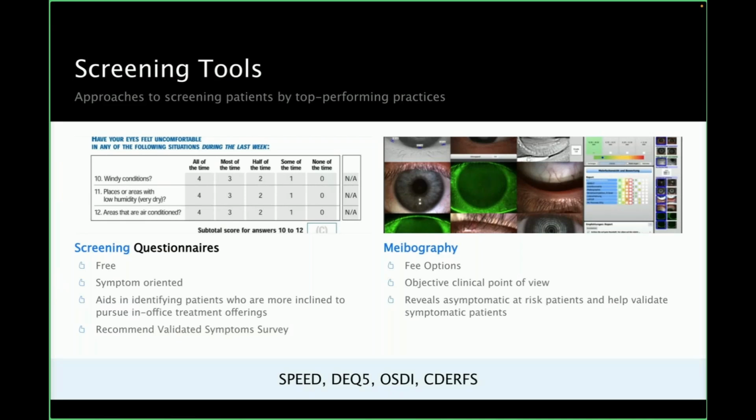So docs across the country, the most top performing practices do 2 things. Number 1 is a validated symptom survey. So you're screening questionnaires. It doesn't really matter what it is. It's SPEED, DEQ5, OSDI, CDERFs, however you want to present it. We strongly recommend a validated symptom survey. Now, we do work with doctors who say, yeah, I think it's too much paperwork. My techs ask about dry when they go in the room.